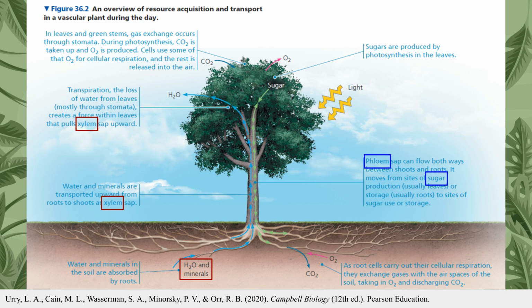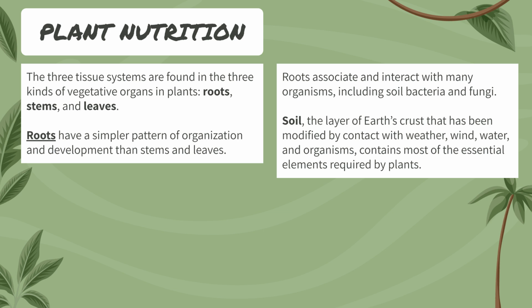The sugars are then transported through the phloem to roots, fruits, or growing tissues for energy or storage. Together, the roots, stems, leaves, and vascular tissues function as an integrated system that supports plant survival. Producing food requires more than light and carbon dioxide.